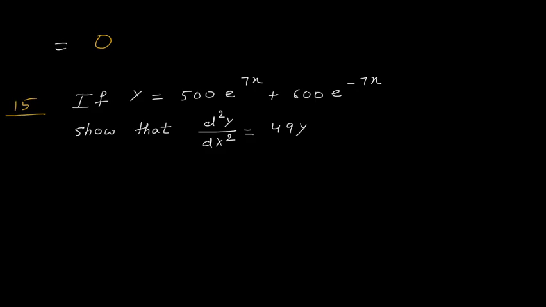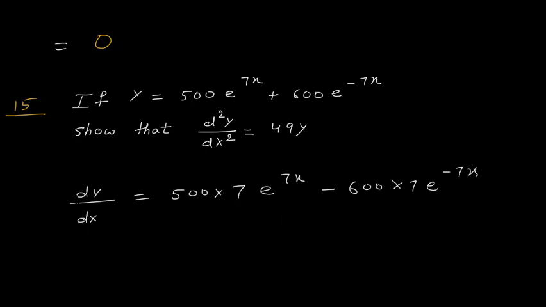The 15th problem is if y equal to 500 e power 7x plus 600 e power minus 7x, then show that d square y upon dx square is equal to 49y. So here let us differentiate this y. So we get dy upon dx. This dy upon dx is 500 into 7 into e power 7x minus 600 into 7 into e power minus 7x.